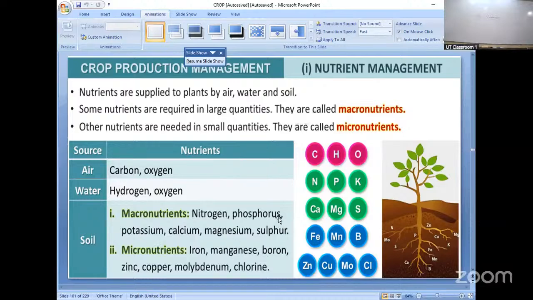The macronutrients are nitrogen, phosphorus, potassium, calcium, magnesium, and sulphur from the soil. These are macronutrients. And micro: iron, manganese, boron, chlorine, molybdenum, copper, and zinc. These are micronutrients. Apart from carbon and oxygen present in the air and hydrogen and oxygen present in the water, these are required for the plants.